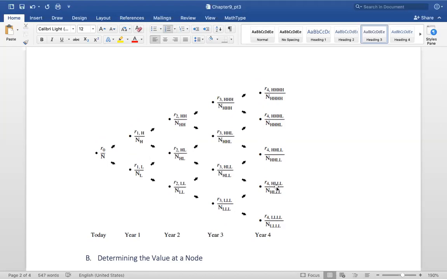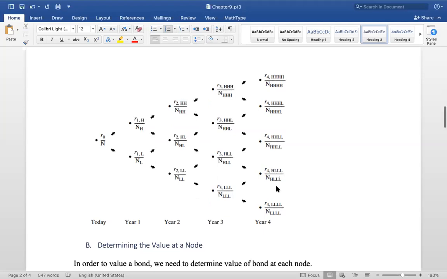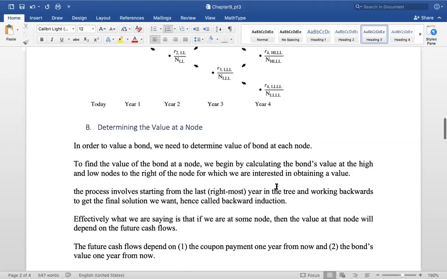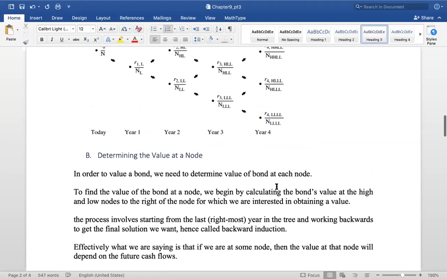Now let's talk about how to determine the value at any particular node, which is very important. In order to value a bond, we need to determine the value of the bond at each node. Until now, we were looking at the interest rates.